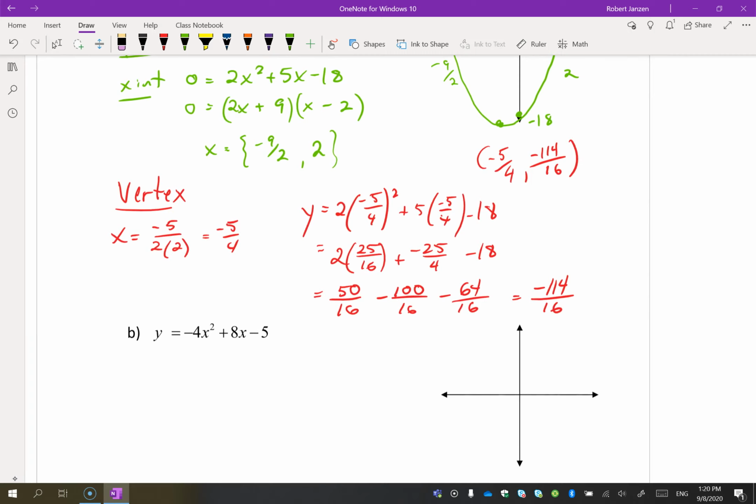Sorry, I made a little mistake there. It is not negative 114 over 16 because it's not 64 over 16. If I go 18 times 16, it's actually 288 over 16. So that's quite a bit of a different answer. So this is negative 238 over 16.